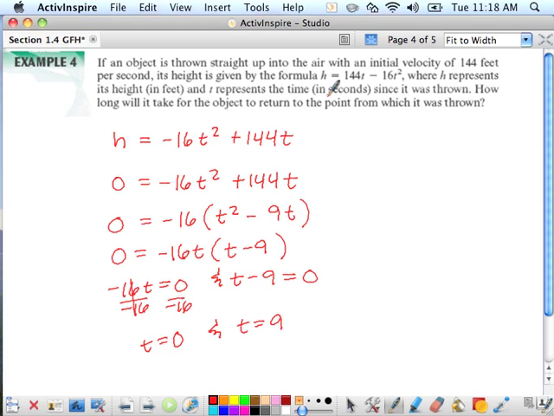T is the time in seconds, right. So 9 seconds and 0 seconds. Which of those answers do you think this problem is asking for? 9 seconds. We already knew it was at the 0 height when I started the problem at 0 seconds before I threw it, right? So we knew it was at 0 then. They're asking you for the other time, when it comes to the ground. So when does it come back to the ground? After 9. So they're asking you for 9 seconds.